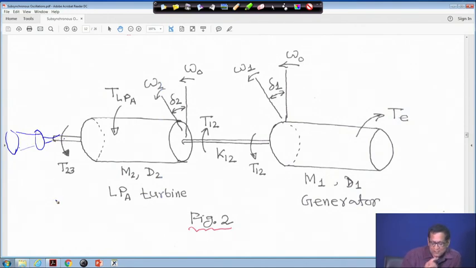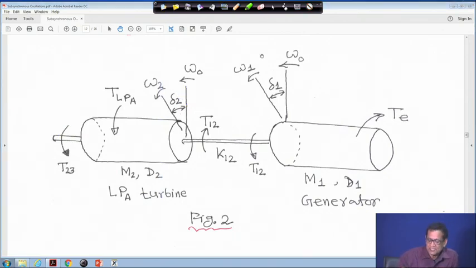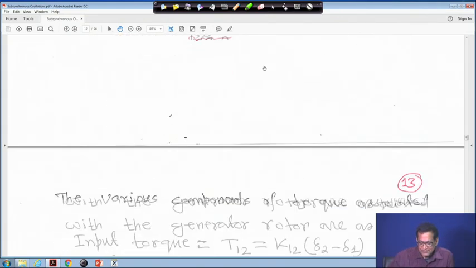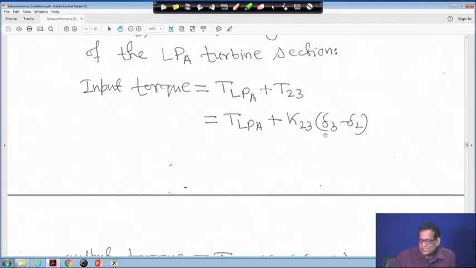So, T23: here the angle is delta 2, and there the angle is delta 3, and the stiffness for this shaft will be K23. That is why we write K23 into delta 3 minus delta 2. Similarly, for section 4, section 5, this way from inspection you can write it. So, we write this equation: the input torque is TLPA plus K23 (delta 3 minus delta 2).